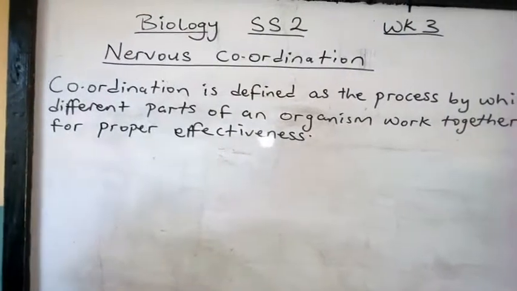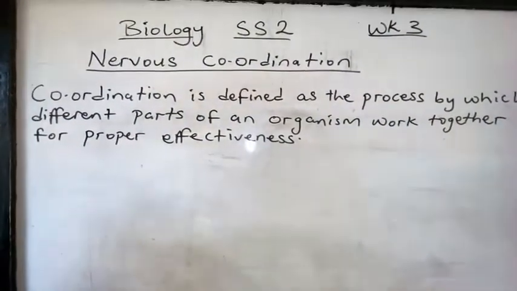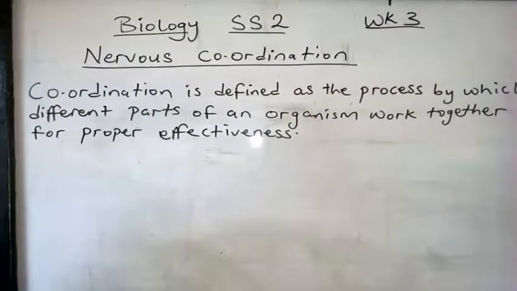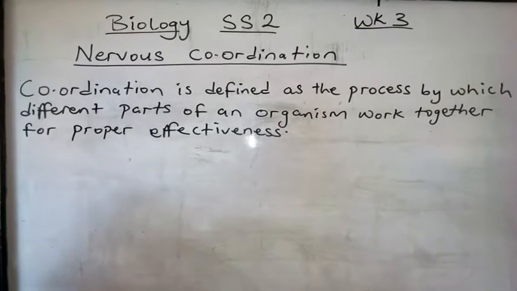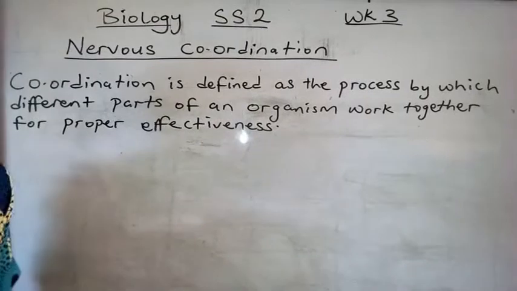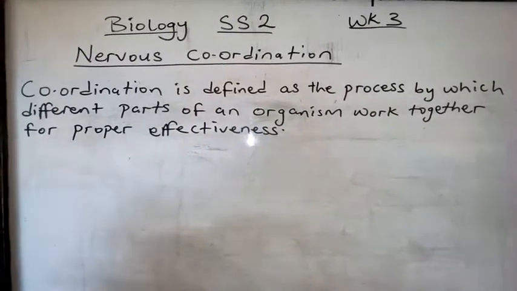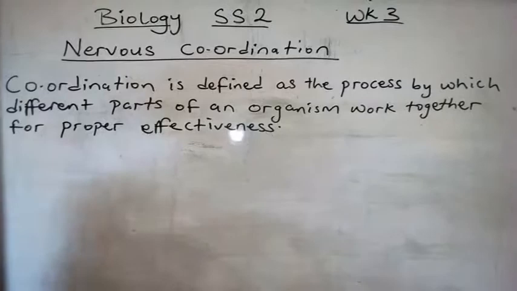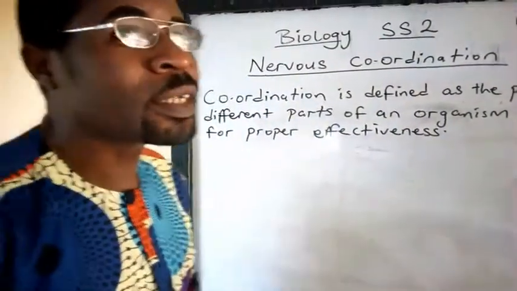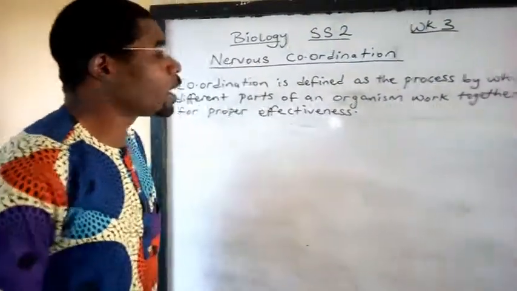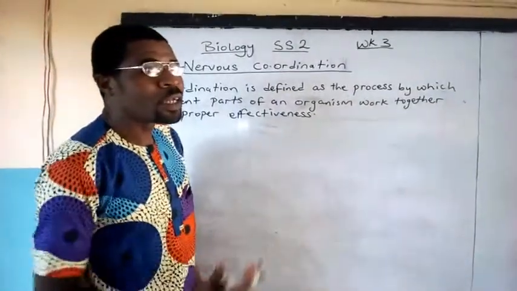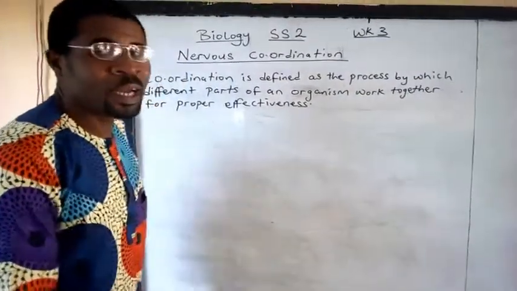Now let's begin with coordination, because you cannot understand nervous coordination without knowing the definition of coordination. Coordination is defined as a process by which different parts of an organism work together for proper effectiveness. You see the hand coming to work with the leg, the face, the head, every part of the body coming together for a single function. When such a thing happens, we say the body has coordinated. So when we talk of nervous coordination, we are looking at coordination that has to do with the nerve cells.